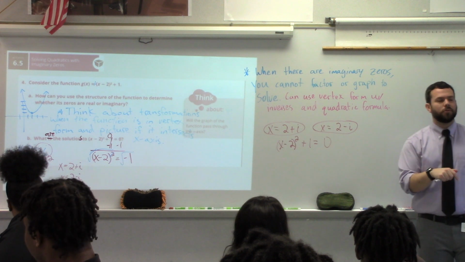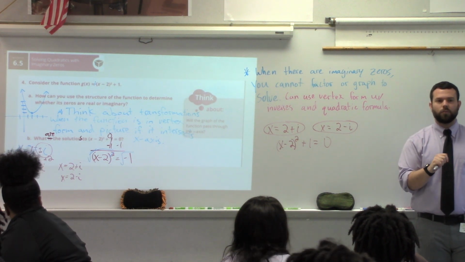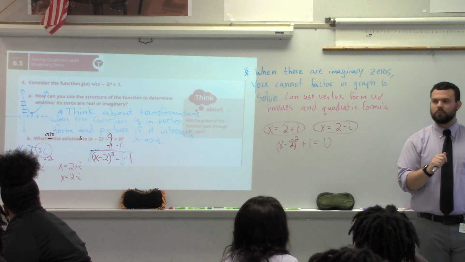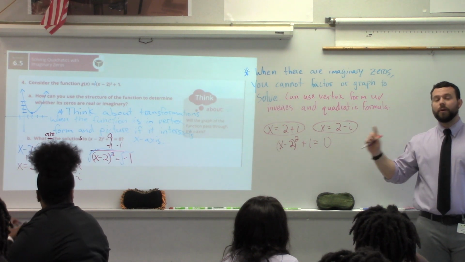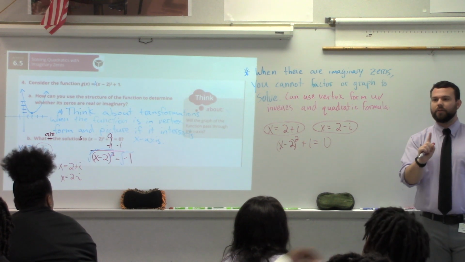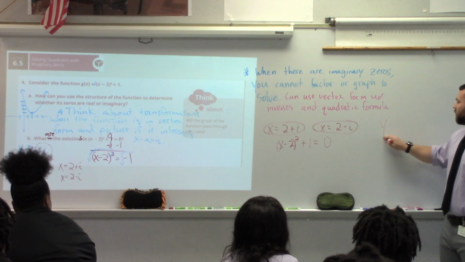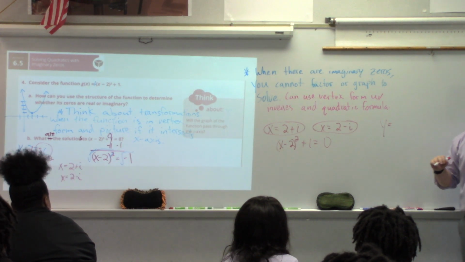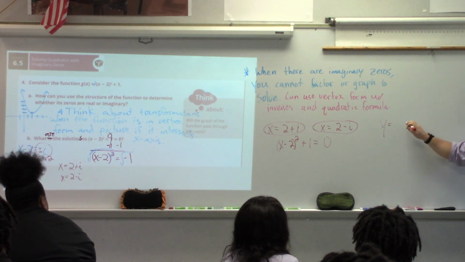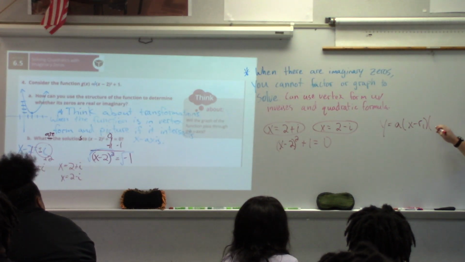Hey, if I have roots, how can I rewrite this function? In what form? Well, we had vertex form to start, but my question is, if we have roots, how can I rewrite this? In factored form. So what is factored form in general? A times x minus r1, I think. There's an A there in front, right? x minus r1 times.